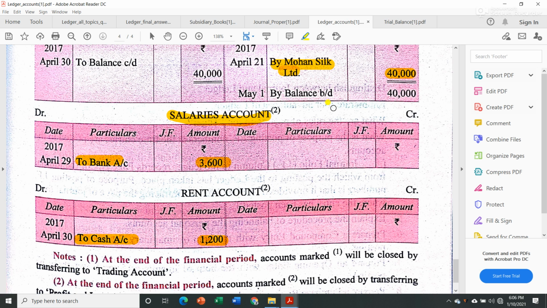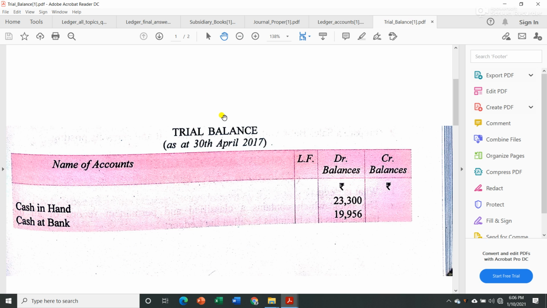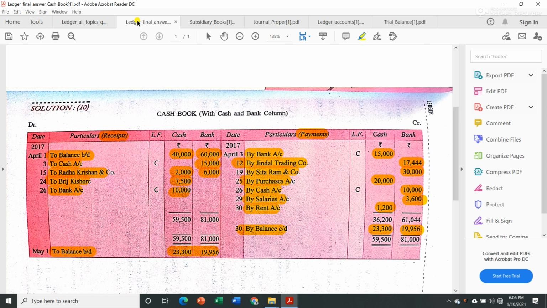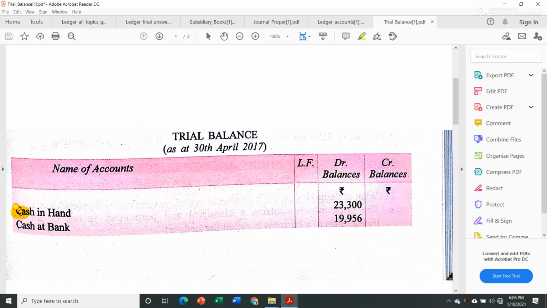Now at the last part, what we are supposed to do is prepare the trial balance. First see the accounts. The cash book was prepared first, so we got a debit balance of cash and bank. So we will write cash in hand. Cash in hand is nothing but the balance brought down that we got at the end of the month, 23,200 in the cash column, and in the bank column we got 19,956. And don't forget to write trial balance as at 30th April 2017, because we are preparing the trial balance on this date.